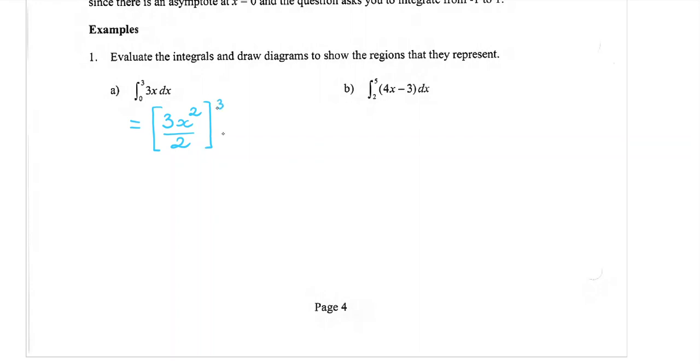So 3 and 0. Now we're going to sub those numbers into the 3x squared over 2, starting with the top number, starting with 3. So it'll be 3 times 3 squared over 2. That's subbing the 3 in. Then you put a minus in between, and then you sub the 0 in. So it's 3 times 0 squared over 2.